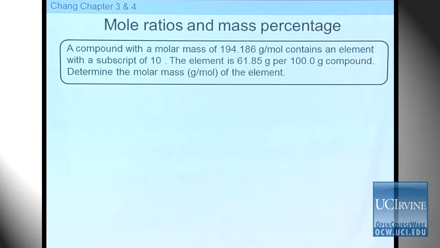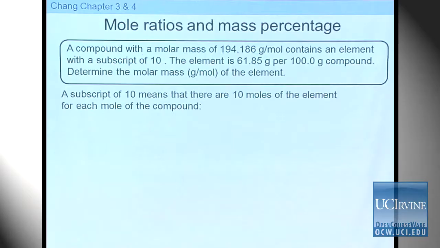Okay, so here it says a compound with a certain molar mass. The molar mass of a compound is given here. That's it. It contains an element in the molecular formula with a subscript 10. Right? And that element is 61.85 grams per 100 grams of the compound. And from this, I should be able to calculate the molar mass of that element. Okay. So let's visualize this.